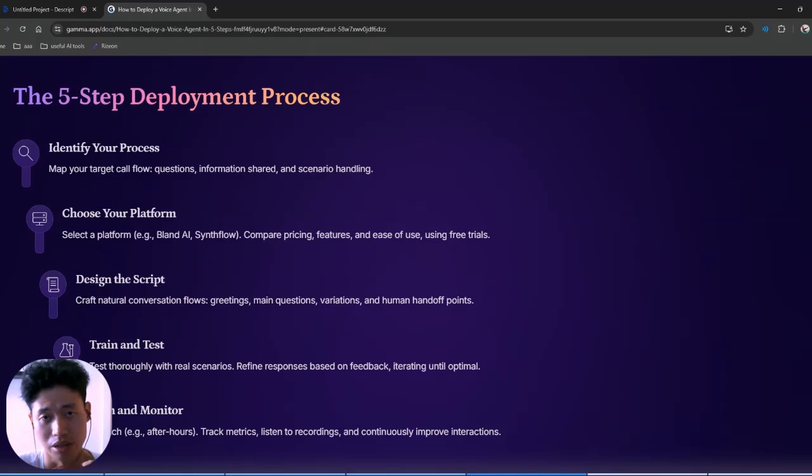So these are the 5 steps of the deployment process. Firstly, you'll be identifying your process. So map out your target call flow, the questions, what kind of information your clinic or business has, as well as scenario handling, how to handle each case or any kind of scenario that a receptionist would usually receive on a day-to-day basis. So you can train the AI based on that, and then you have to choose your platform as well.